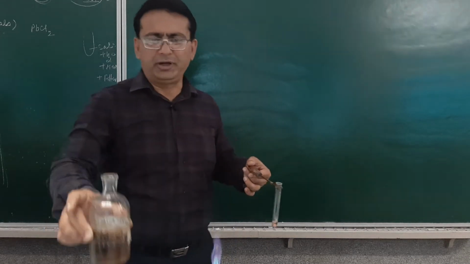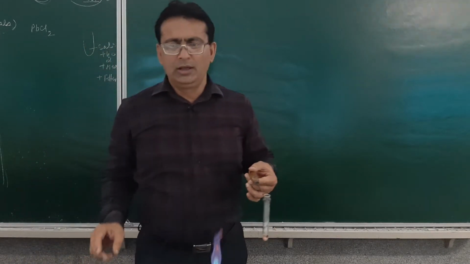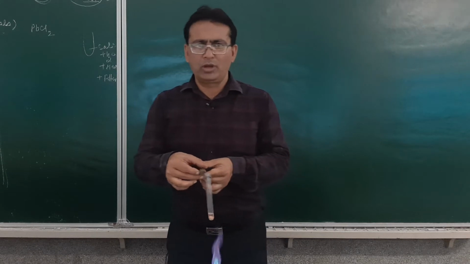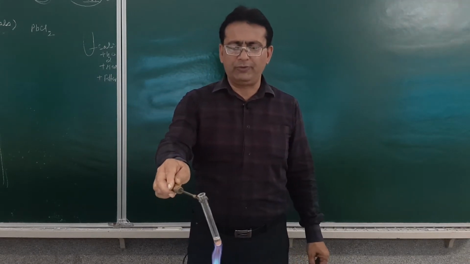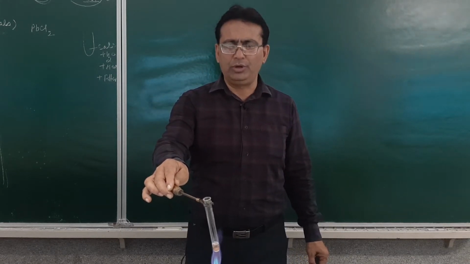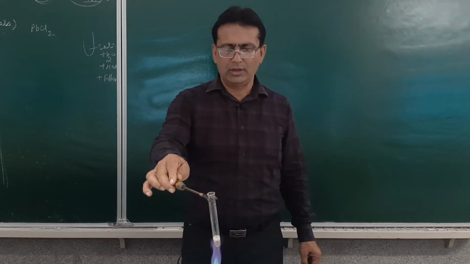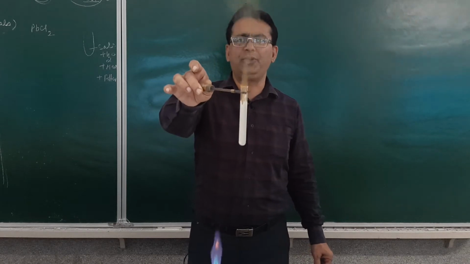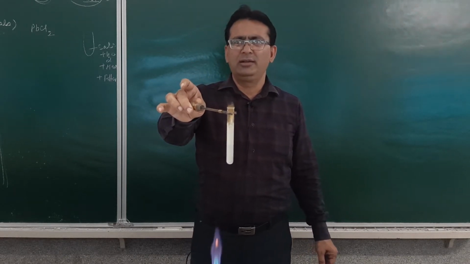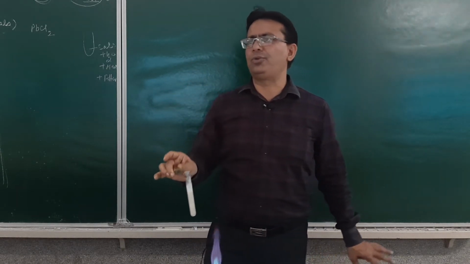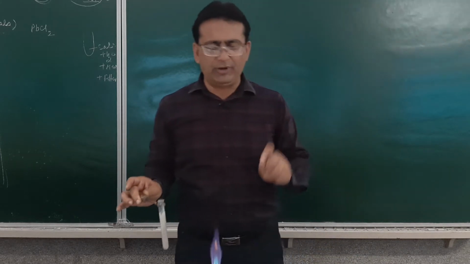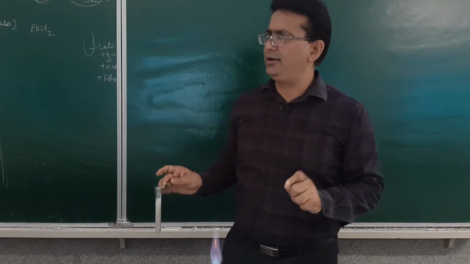After adding concentrated sulfuric acid to the salt, we will heat it up. Am I clear? When I heat it, you will observe a reddish brown gas given out. You may see the reddish brown gas coming. This reddish brown gas is nitrogen dioxide. And the anion present here is the nitrate anion.